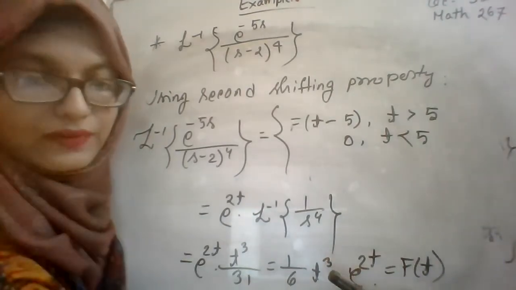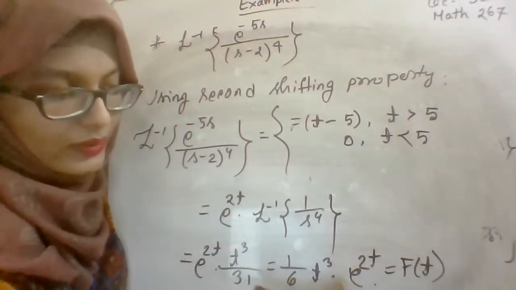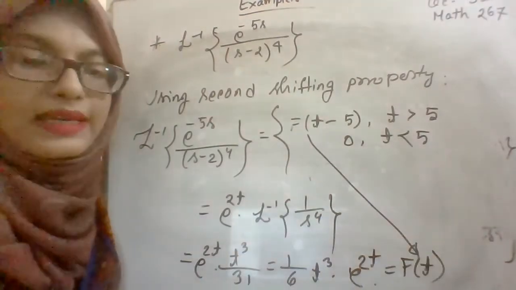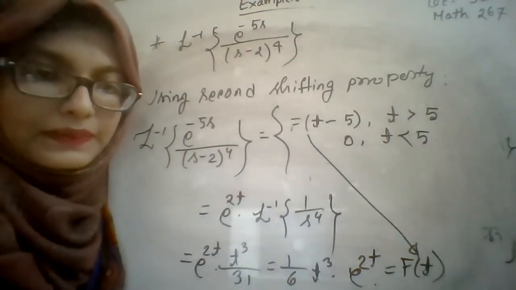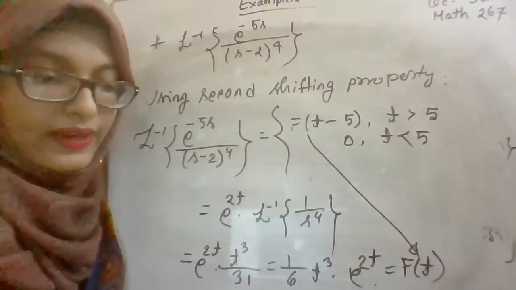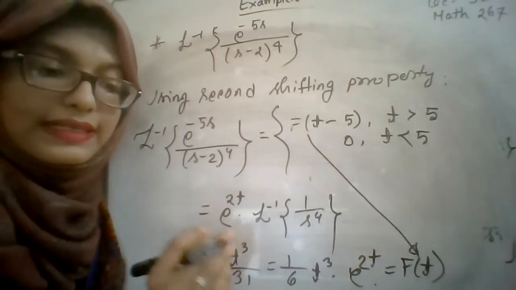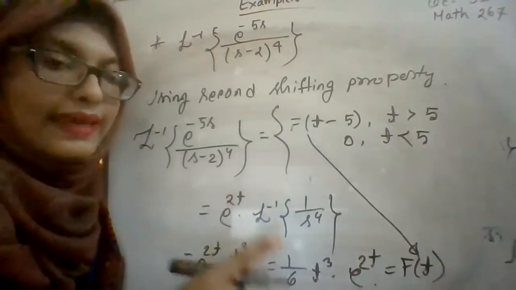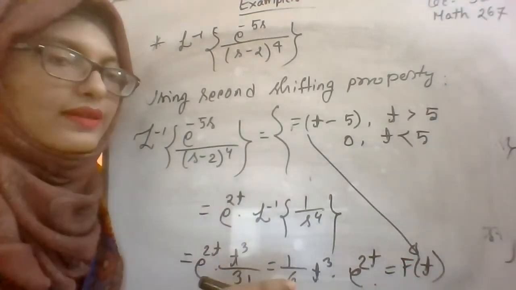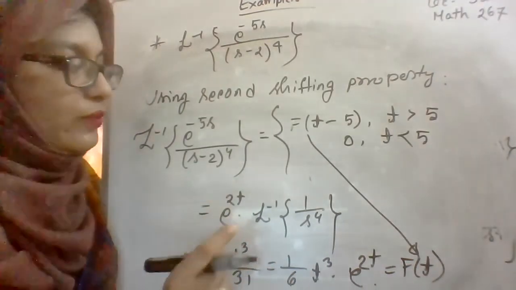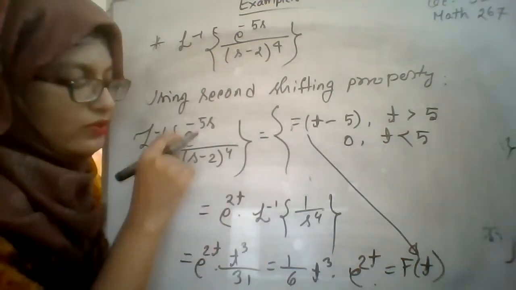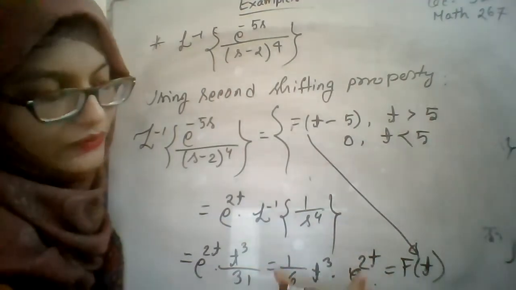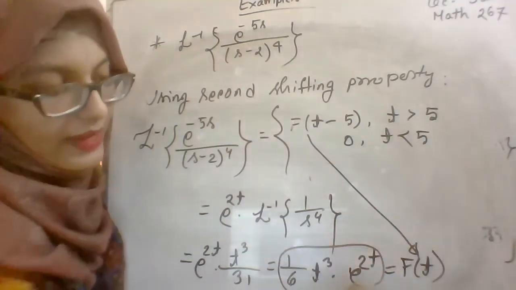And your capital F of t is equal to 1 by 6 t cube e to the power 2t. So from here we can find f of t minus 5. Why t minus 5? In the second translation shifting property, the property is e to the power minus as. It is not e to the power s. So e to the power minus as, where a will be 5, and this is your f of t. So from here we will find f of t minus 5.